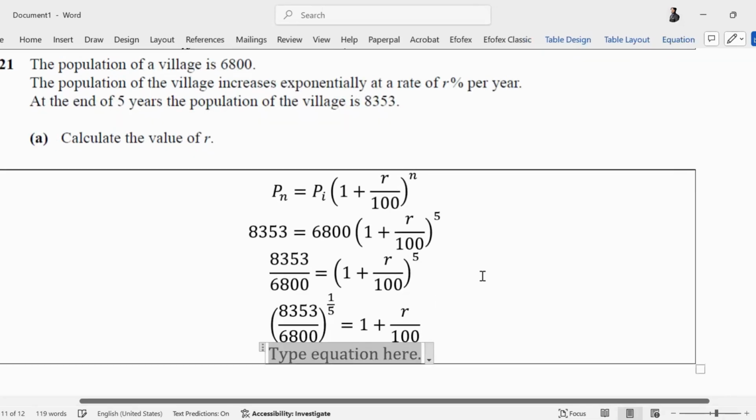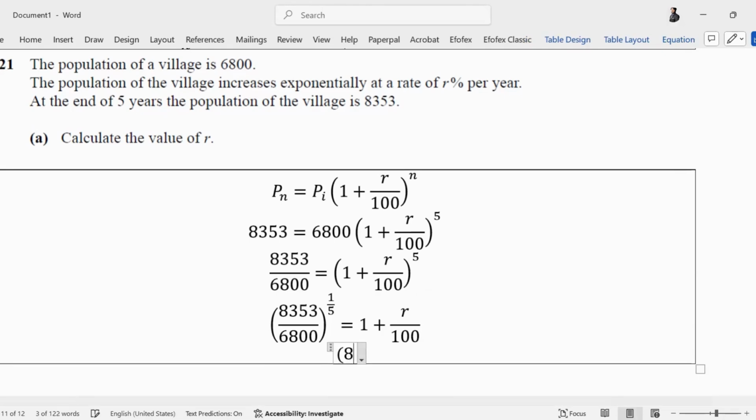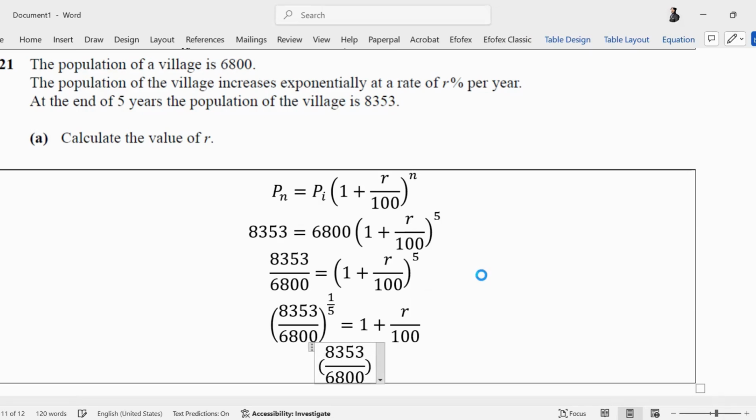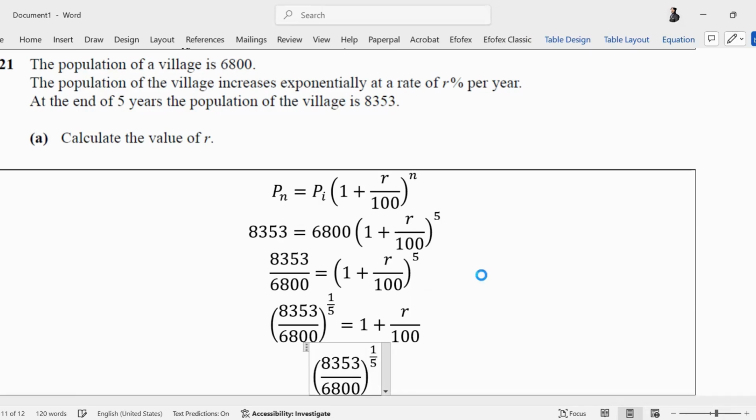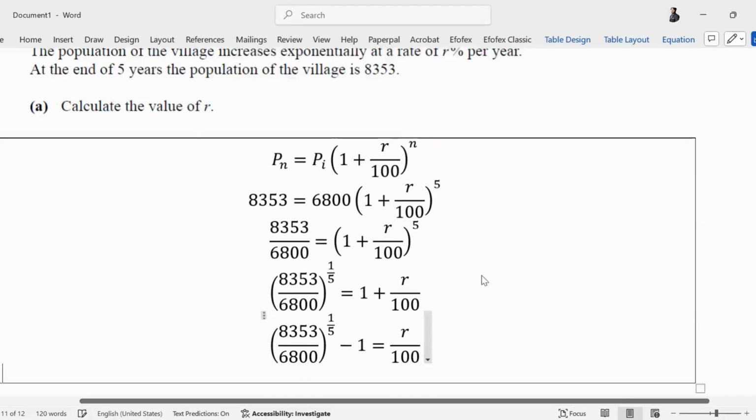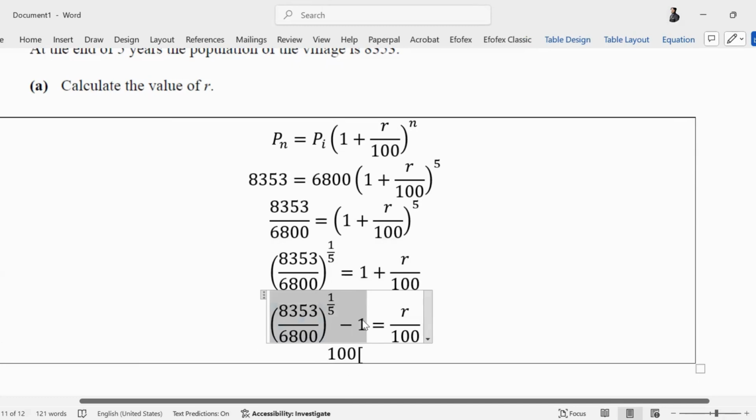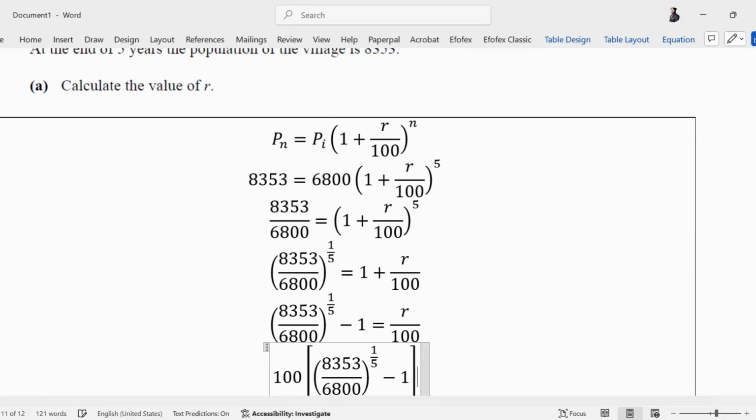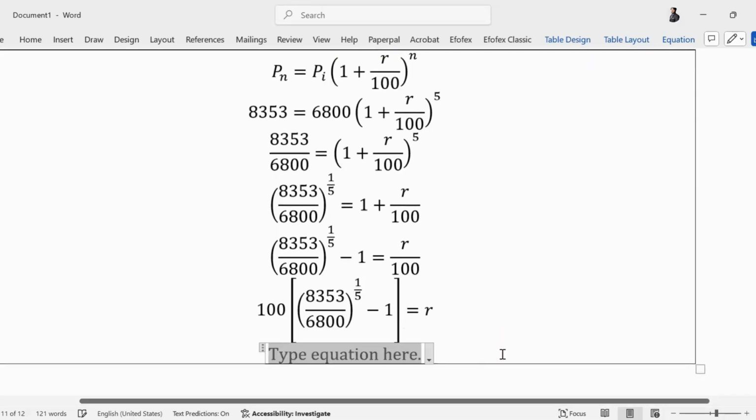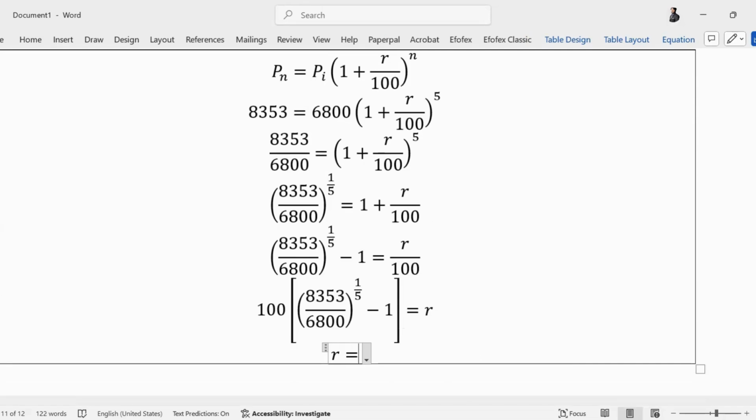I'm just trying to keep it exact for as long as possible, because eventually I will have to use the calculator for all these operations. 1 over 5, and 1 comes on this side, it subtracts R upon 100. Now the 100 will multiply by this entire thing, and now I can just use my calculator smartly to get an accurate answer. I've also reduced the calculator usage time and the decimal putting in time.